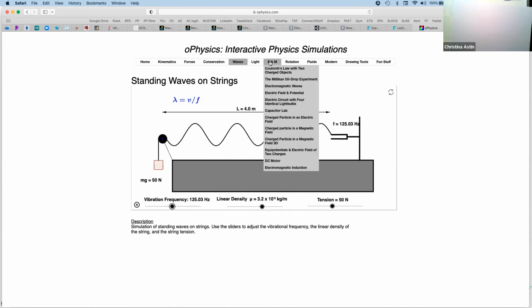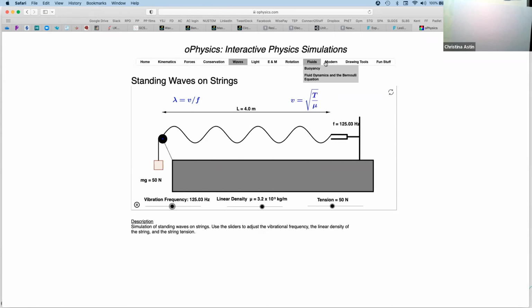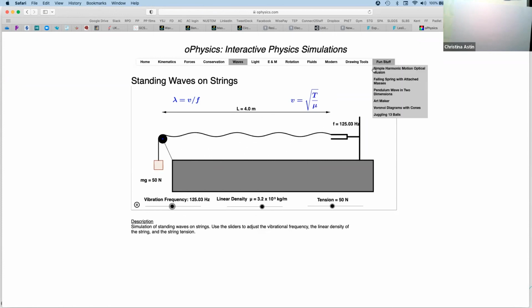As you can see, lenses, electric fields, all sorts of things. And then some of the fun stuff will blow your mind. Is just, as it says, fun.